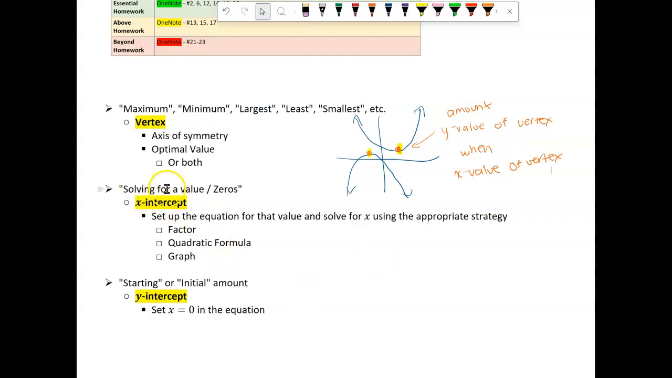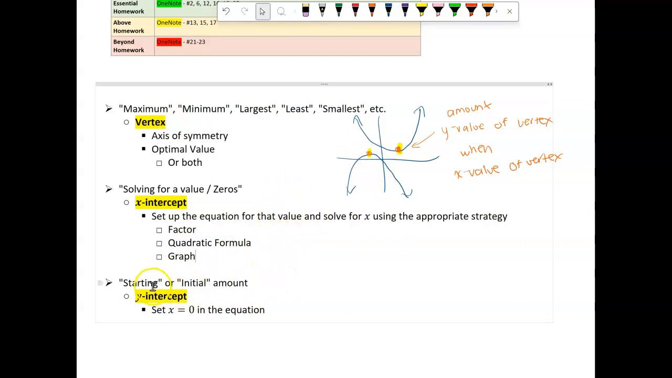When they're asking you to solve for a value or solve the quadratic or find the zeros, they're always asking you for like, when does it hit the ground? They're saying the x-intercept. Okay, so that's when you would start looking for the factored form and setting up the equation. You could either factor it, you could use the quadratic formula, which you now know, or you can graph it and then look at when it actually crosses the x-axis.